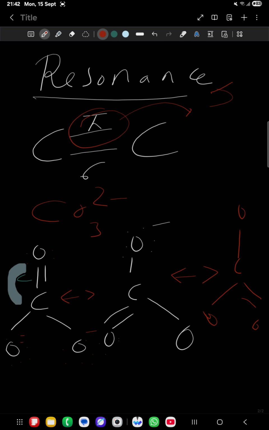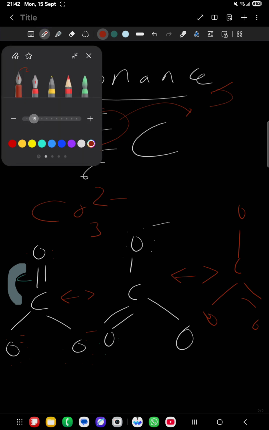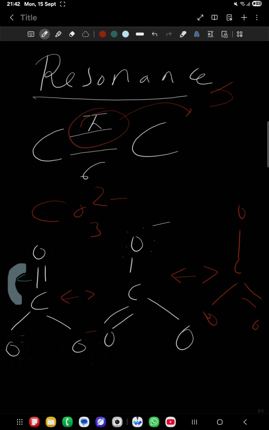Okay, O double bond O, and here we have a double bond. So a double bond is 2 electrons, and this is a negative charge. This is not a negative charge, this is an electron here, and we will have electrons here now 1 2 3 4. Okay, and we have 1 2 3 4 5 6 electrons, and it will have a negative charge here.